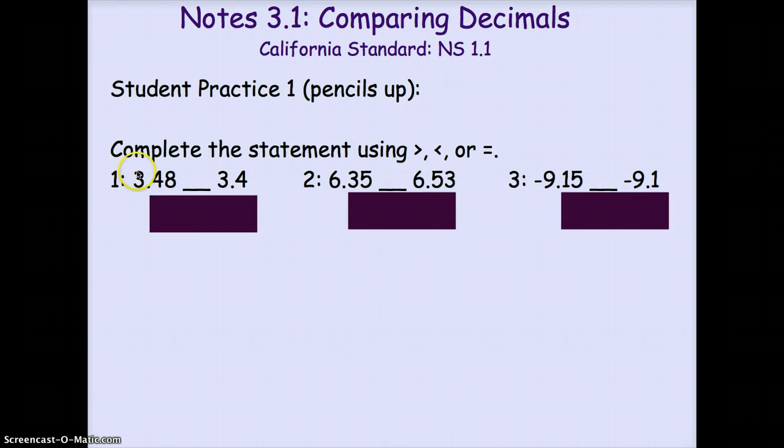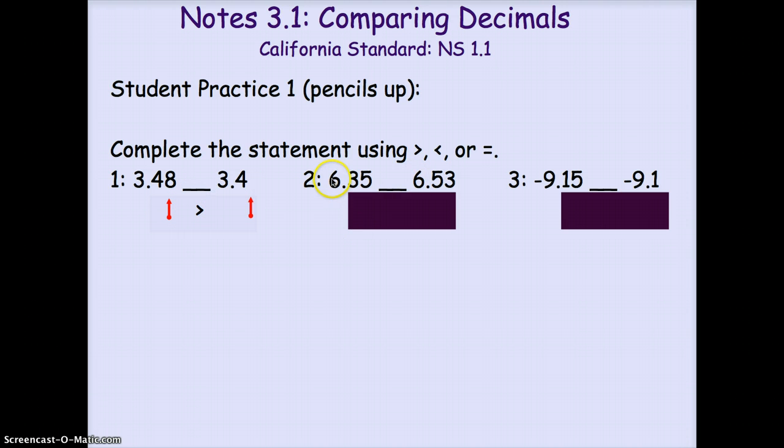Here we look at the ones place, they both have a 3. Tenths place, they both have a 4, so we need to go on to the hundredths place. Here we have an 8. Over here we have nothing, which is the same thing, of course, as 0. As we know, 8 is larger than 0, so we use a greater than sign.